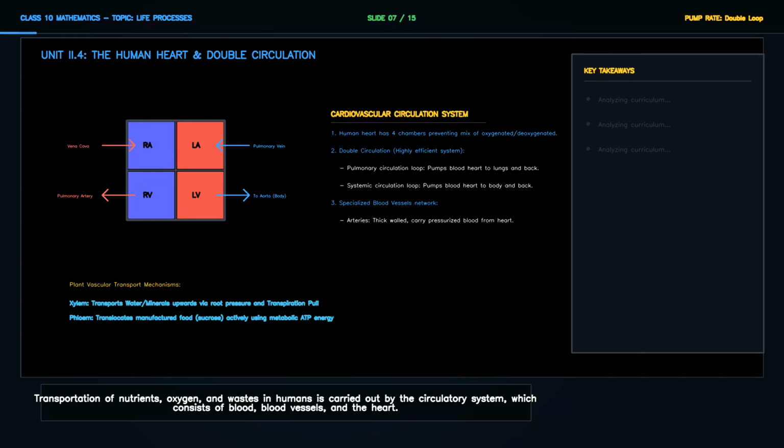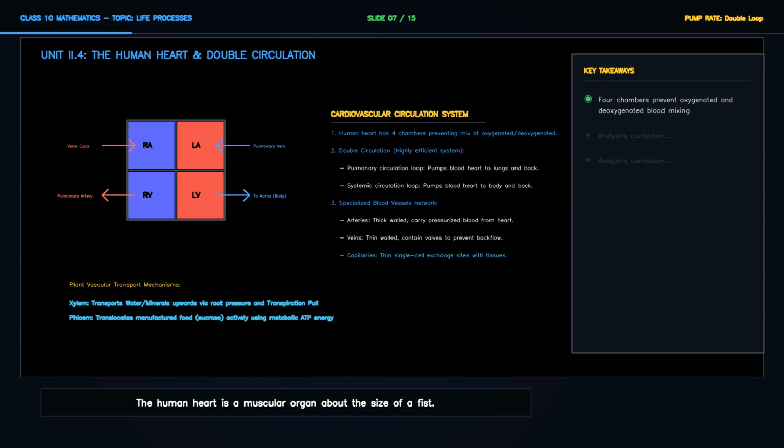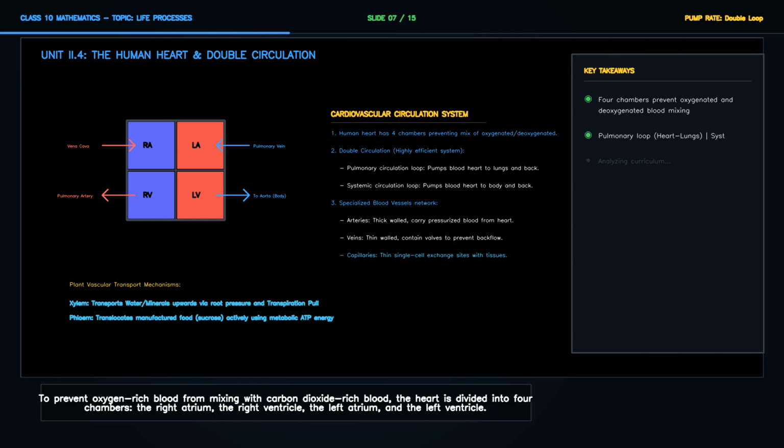Transportation of nutrients, oxygen, and waste in humans is carried out by the circulatory system, which consists of blood, blood vessels, and the heart. The human heart is a muscular organ about the size of a fist. To prevent oxygen-rich blood from mixing with carbon dioxide-rich blood, the heart is divided into 4 chambers: the right atrium, the right ventricle, the left atrium, and the left ventricle.